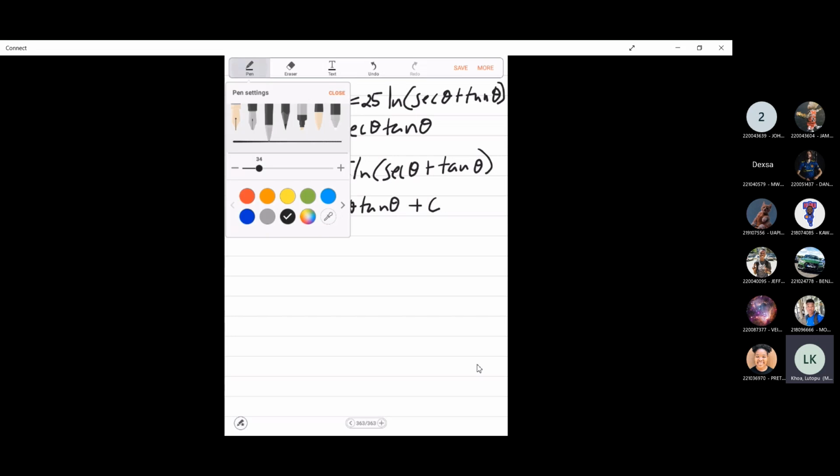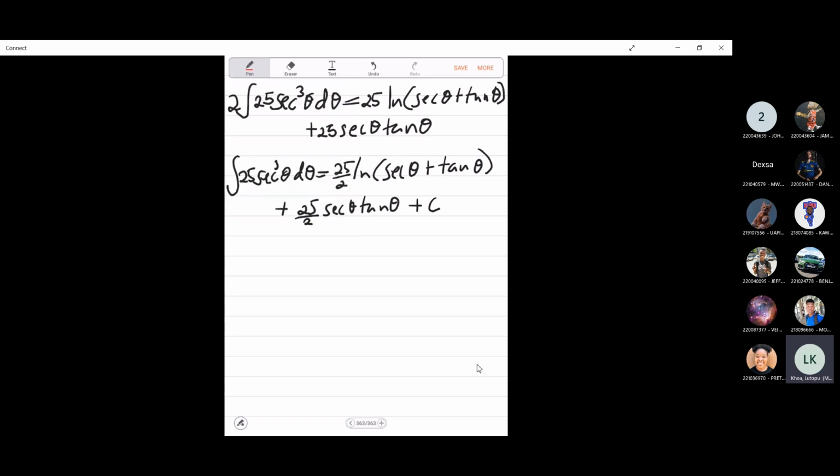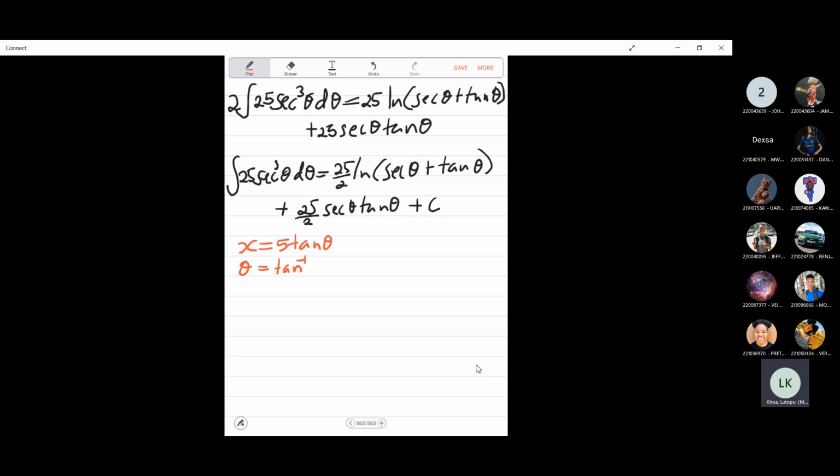And now we need to rewrite everything in terms of x. So we say that x is equal to 5 tan theta. So this means that theta is tan inverse of x over 5.